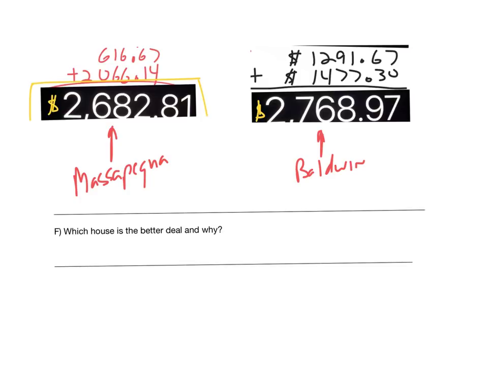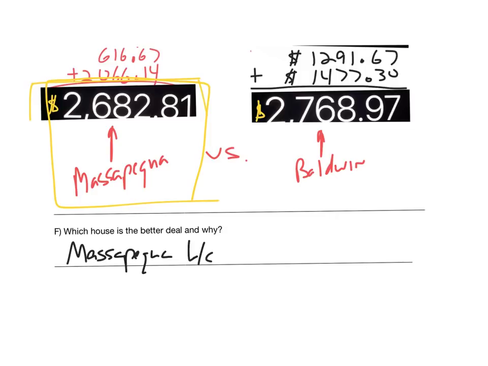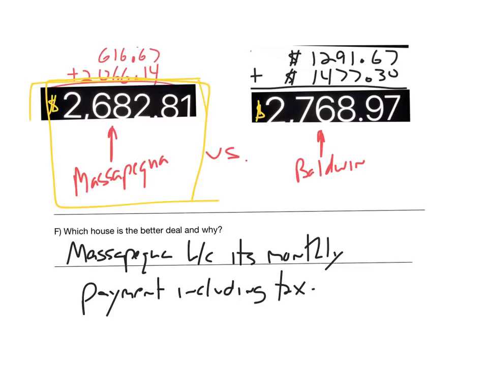So Massapequa versus Baldwin, and here it looks like, even though the house was a lot more money, including the taxes, the Massapequa house has a smaller monthly payment. So here I'm going to say which house is the better deal. It's the Massapequa house because its monthly payment, including taxes, is less. And that's how much taxes play into how much your monthly mortgage payment is for your house.